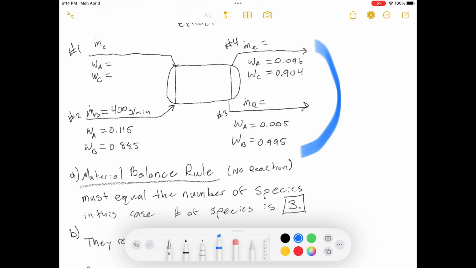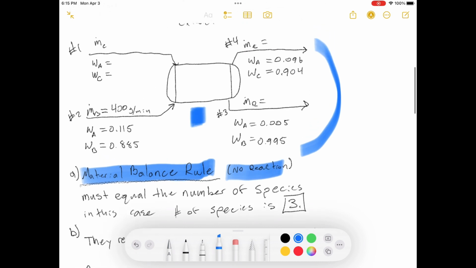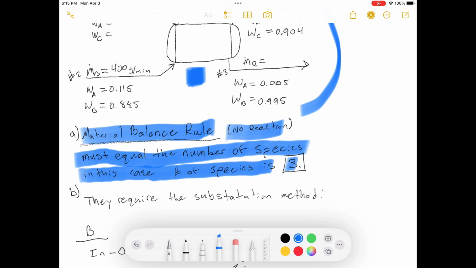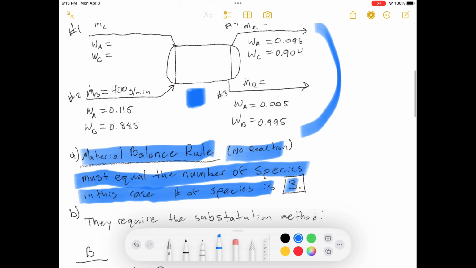Part A: what is the maximum number of independent material balances that can be written for this process? Okay, so, maximum number of material balances. Here's the rule. Material balance rule: if there's no reaction, and there is not a reaction in this case, this is a separations process, not a reactor, the number of balances must equal the number of species. In this case, the number of species is 3. So if you're doing a material balance, you can only do a number of material balances equal to the number of species. And in this case, we have A, B, and C. So the number of species is 3.